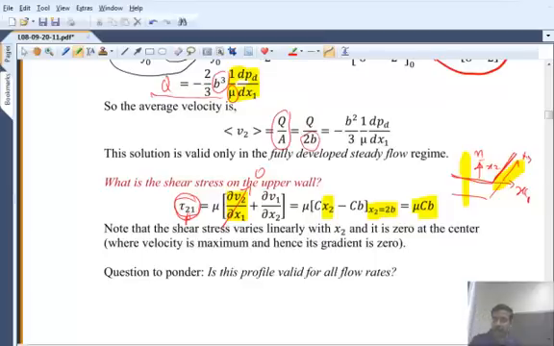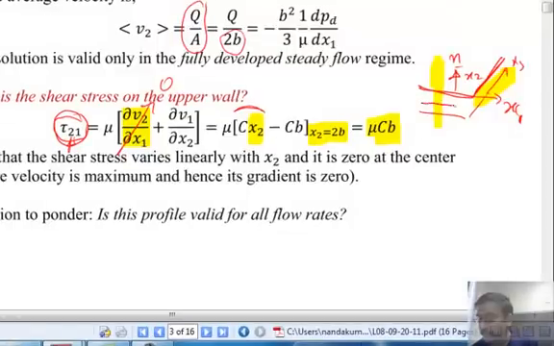Now, what does this result tell you about the nature of variation? The velocity profile was parabolic, but the shear stress profile is linear. And what is it at x2 equals b? 0, and that's what you would expect because the velocity profile is maximum at the middle, so that plane in the middle should be the plane of zero shear. There is no shear stress on the plane. Now, a question for you to think about: is this profile valid for all flow rates?